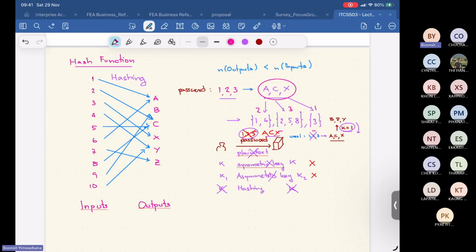So 1 can pair with 2, 1 can pair with 5, 1 can pair with 8, and 3. And then we can have 6 pair with 2, 6 pair with 5, and 6 pair with 8, and 3. So there could be 2 multiplied by 3 multiplied by 1 equal to 6 possibilities. So this means that if we have a powerful computer that can test all these 6 possibilities, then that person can enter the system by using trial and error.